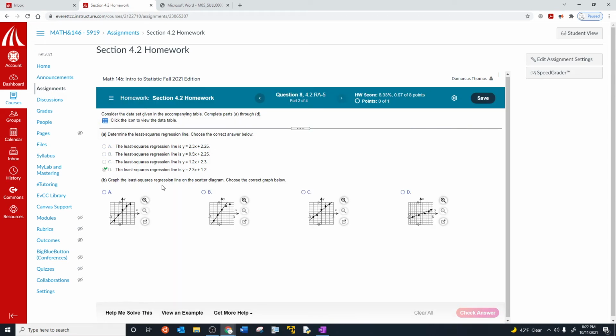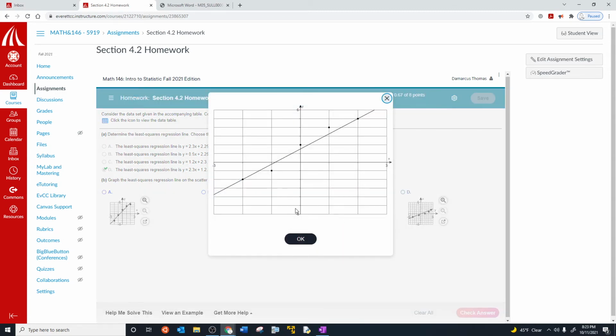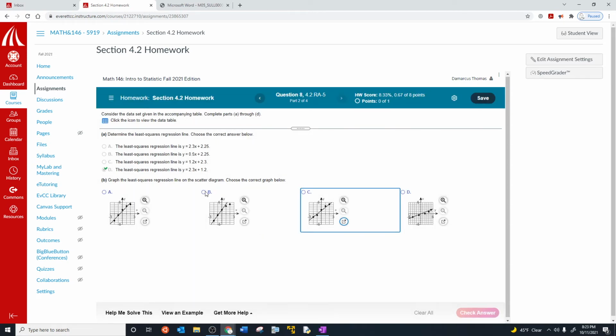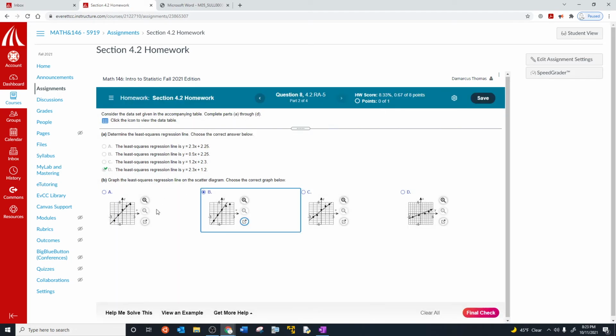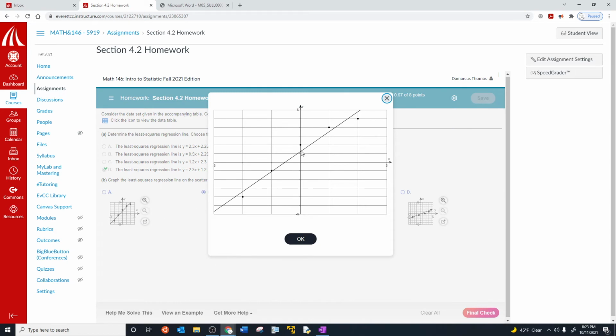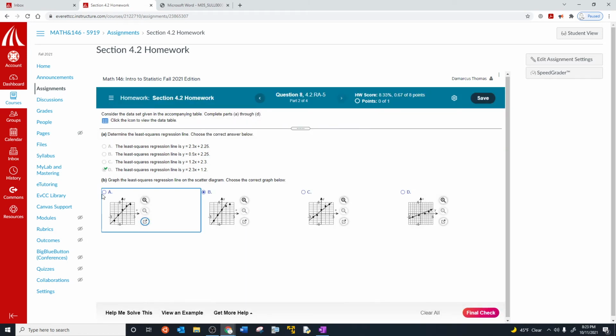Graph the least squares regression line. Well, it's going to be pretty easy to graph, right? It's going to cross the y-axis at 1.2, and it's going to be fairly steep. So let's see which one does that. Oh yeah, 1.2, fairly steep. Yep, let's choose that.